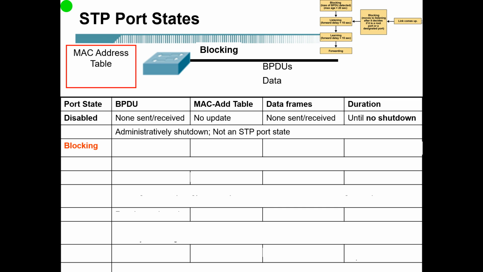Our next state is blocking. That will be if the port initialization happens, it will receive BPDUs only. It receives only. It doesn't send. It does not handle any MAC address updates. It doesn't send any data frames. And this will be continuous if a loop is detected.